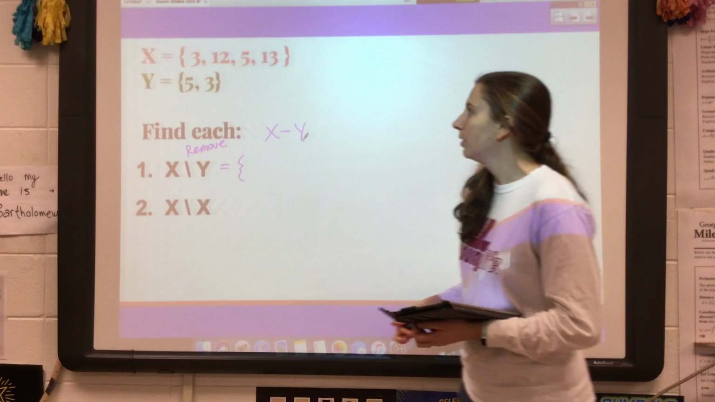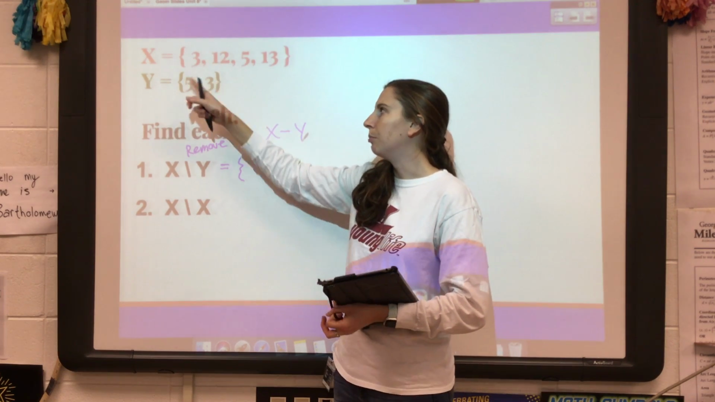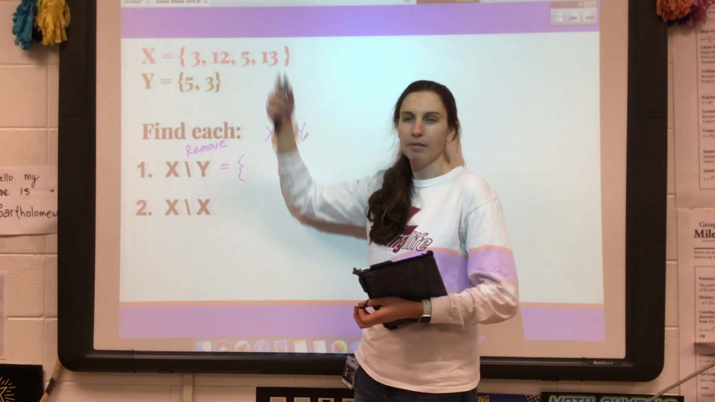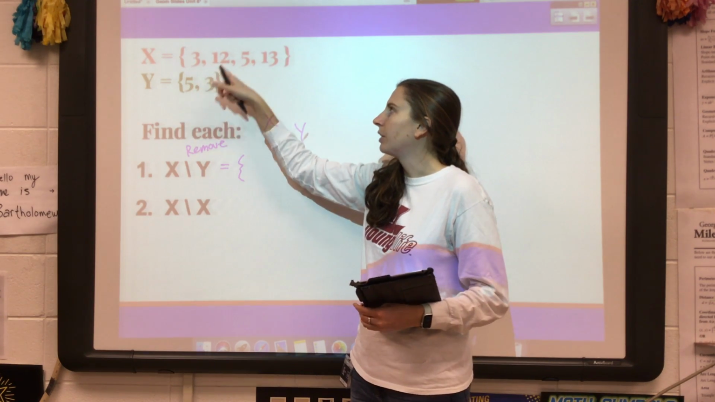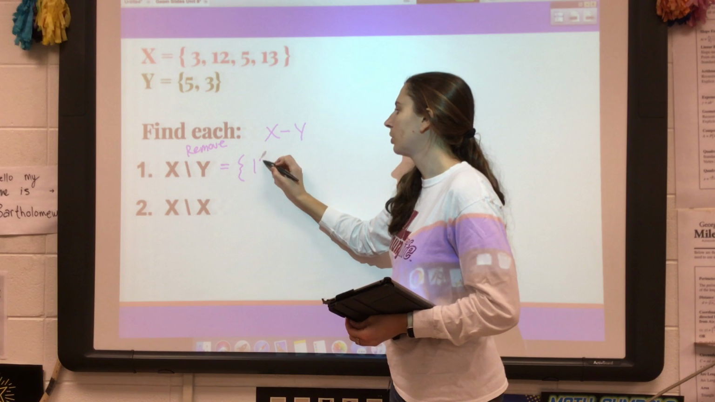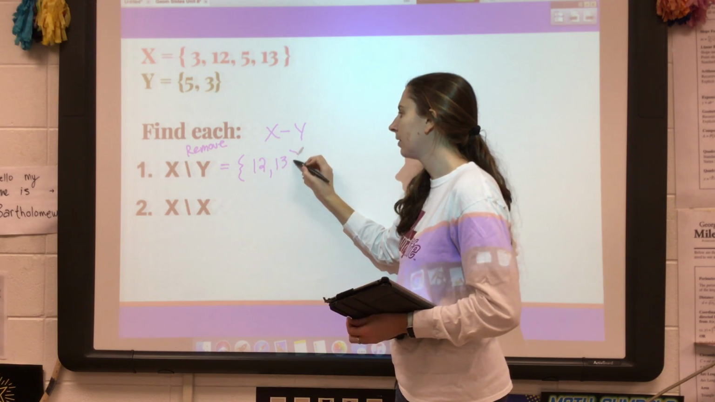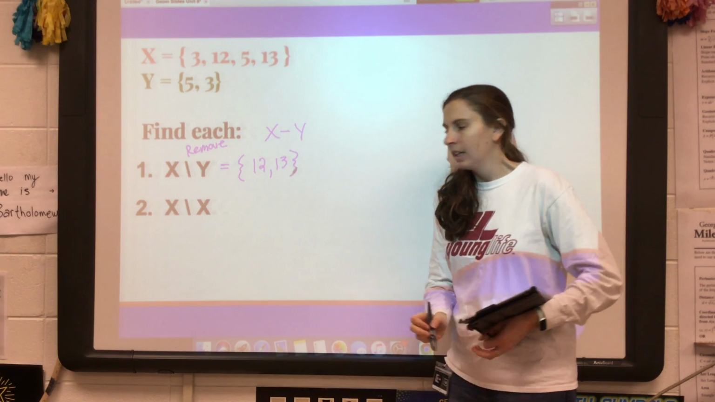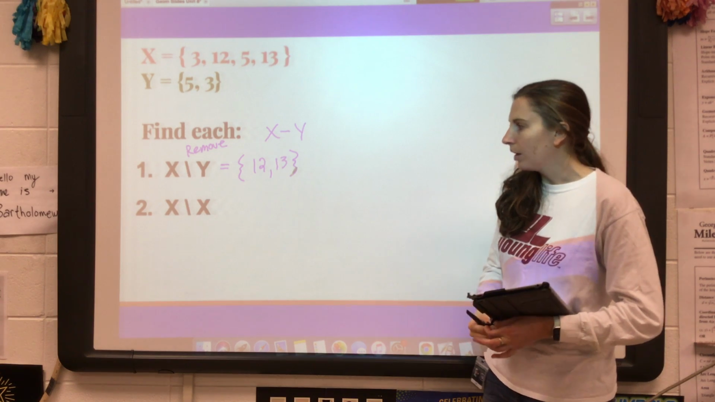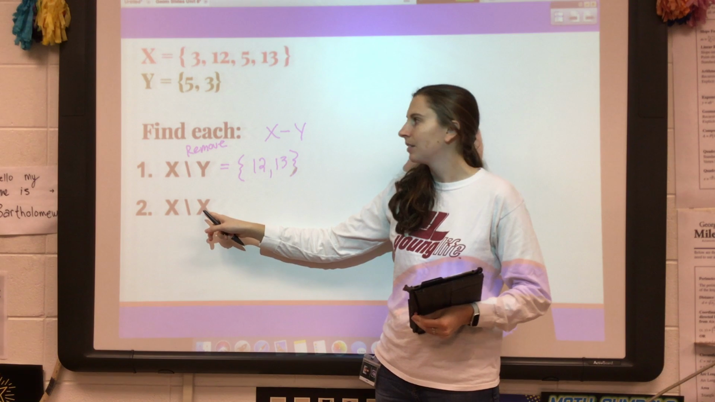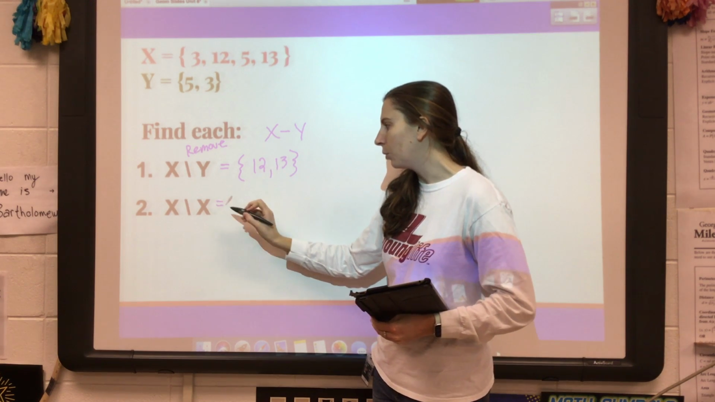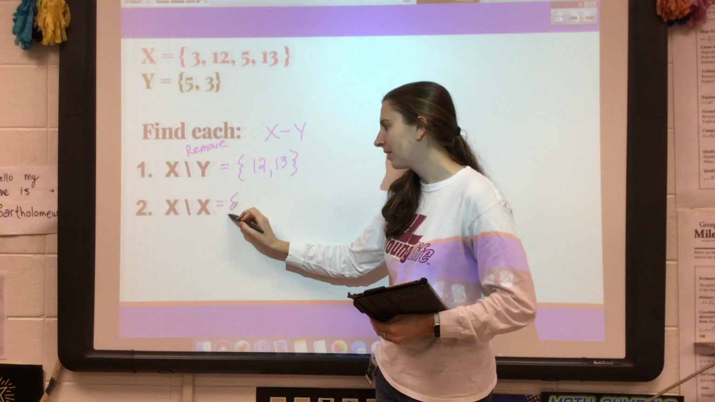So for example, if I take set X and remove elements 5 and 3 from it. So here's set X, remove 5 and 3 from that set, and you're left with just 12 and 13. That's it. All right, let's get a little weird now. What if I took set X and removed all the elements in set X? That would leave me with nothing.